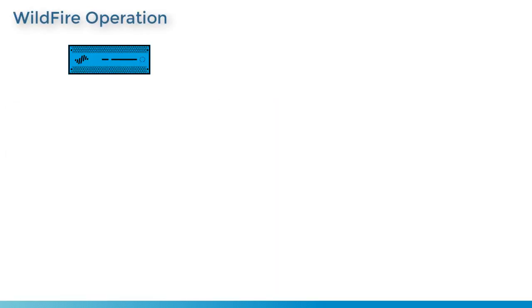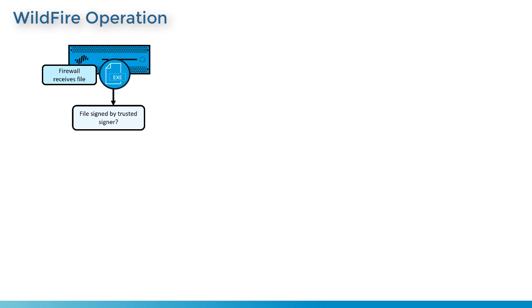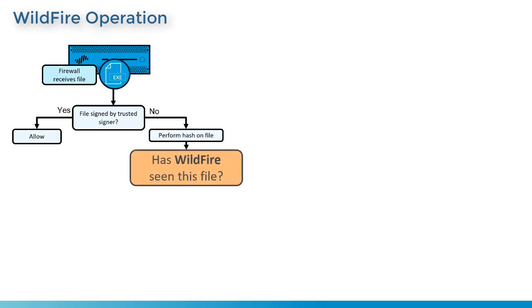Let's look at the high-level functionality of WildFire, shall we? First, the firewall receives a file. Then the firewall checks to see if the file has been signed by a trusted digital signature. If it has, then the file would be allowed. If it has not, then the firewall will take a hash of the file. Then it will check against WildFire to see if that hash has been seen before.